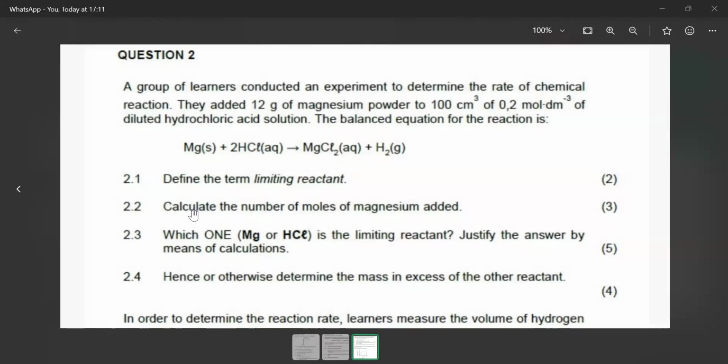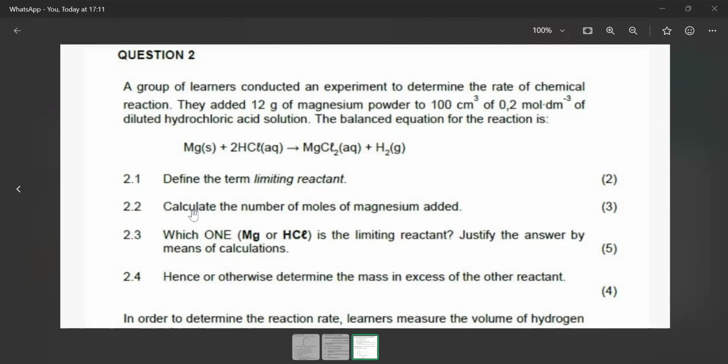So a group of learners conducted an experiment in order to determine the rate of a chemical reaction. They added 12 grams of magnesium powder to 100 cubic centimeters of a 0.2 mole per cubic decimeter diluted hydrochloric acid solution. The balanced equation for this reaction is given as follows.